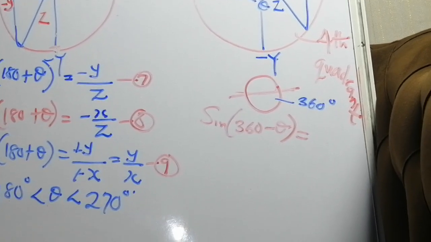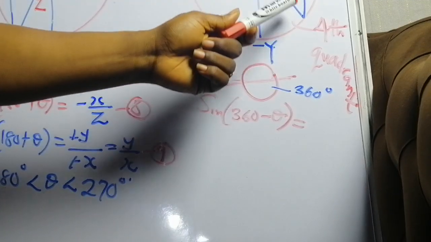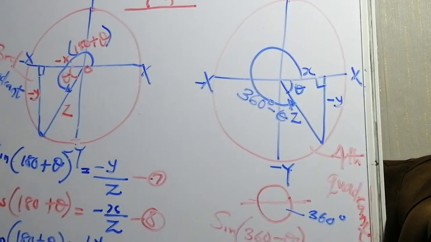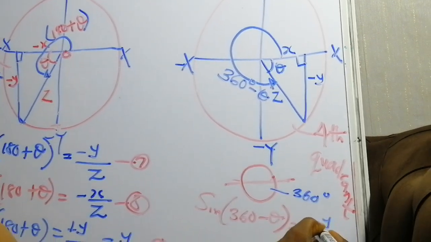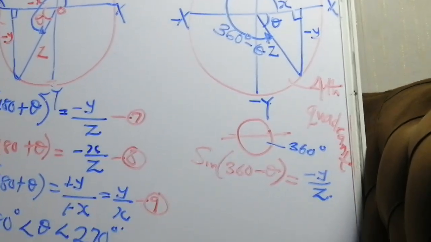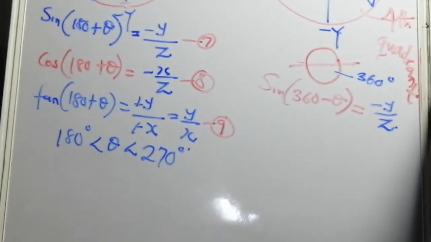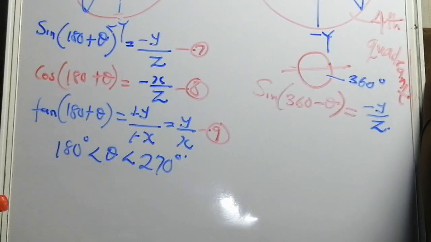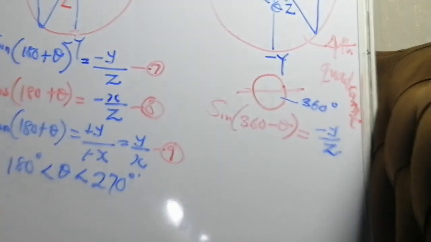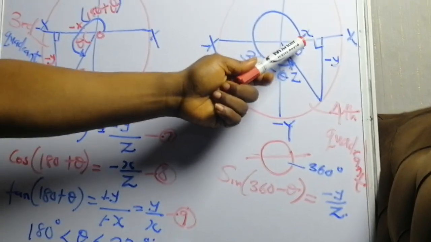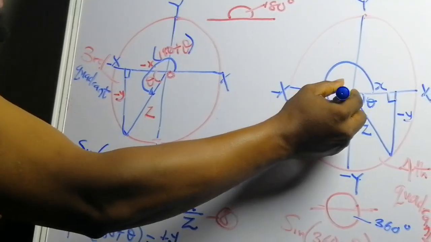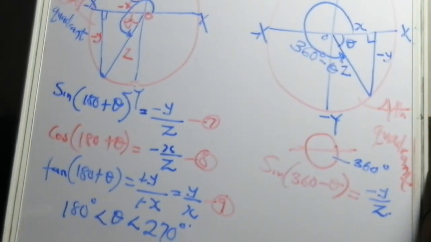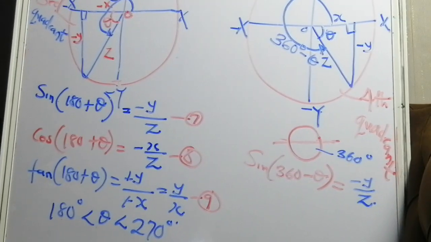What is my sine here? What is my opposite here? My opposite here is minus y. So it is minus y over z. Okay, minus y over z. And don't forget, x here is positive, because look at my zero. My zero is here, and x is located at the positive sign. Do you understand now? That is why x is positive there.